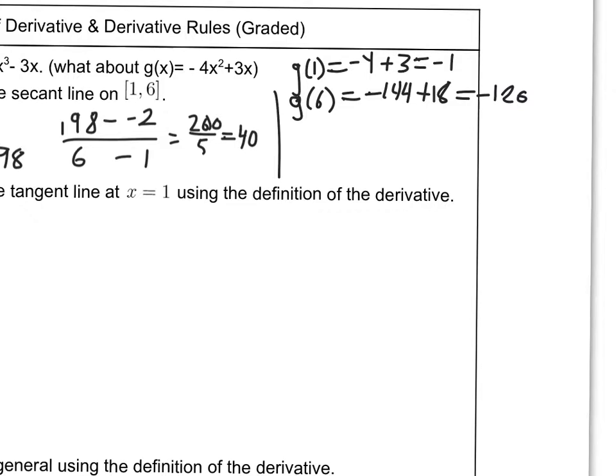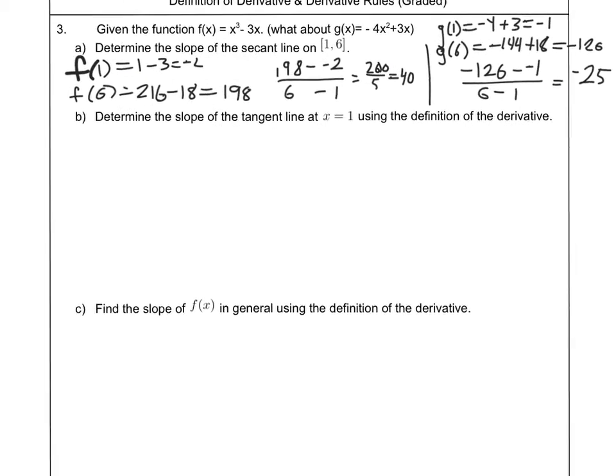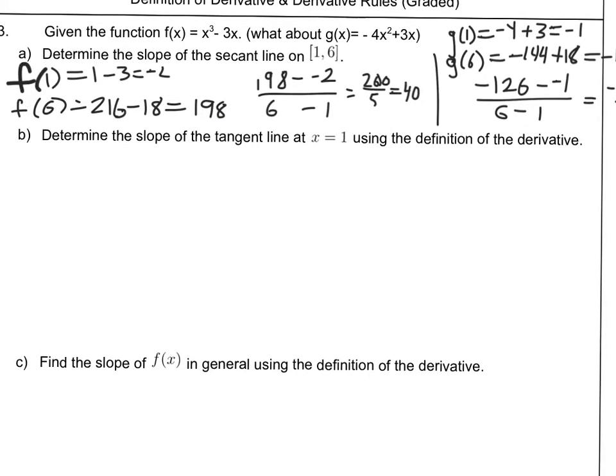Our slope here would be negative 126 minus negative 1, over 6 minus 1. So negative 125 over 5, which is going to be negative 25. Okay. We've got to find the slope of the tangent line when x equals 1 using the definition of derivative.